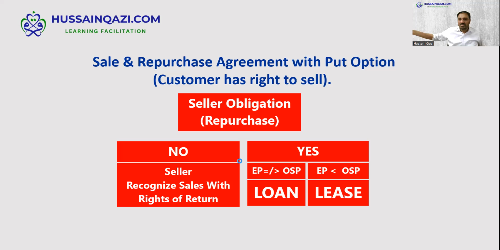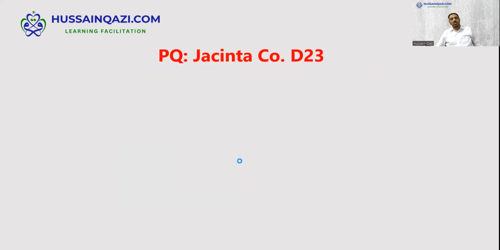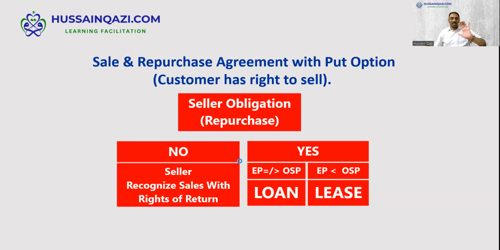If yes, then it's not a sale, and we need to cover one more important point: whether the expected exercise price is equal to or greater than the OSP, the original selling price. If yes, that's a loan, not a sale. If the expected exercise price is less than the original selling price, it's also not a sale but a lease. So this issue we will cover with part B of Jacinta.